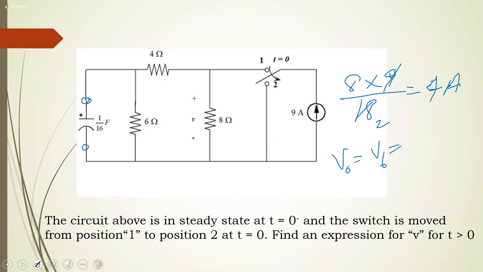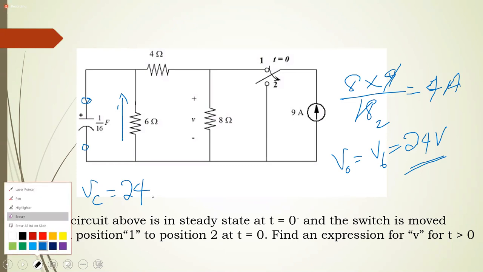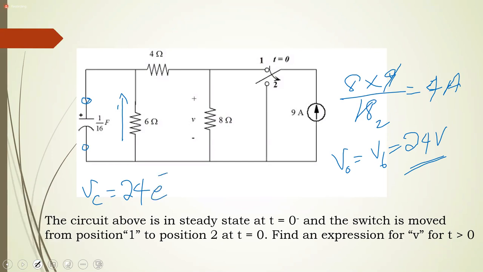So therefore, V0 would be equal to the voltage across the 6 ohm, which is equal to 24 volts. Everybody agree with that? Is there anyone in the room who does not understand what we just did? Remember, this is open circuited, so the voltage across the 6 ohm would give us the voltage across the open circuit. All right. So we have the voltage across the capacitor. The initial capacitor voltage, VC, would be equal to 24 e to the minus t.